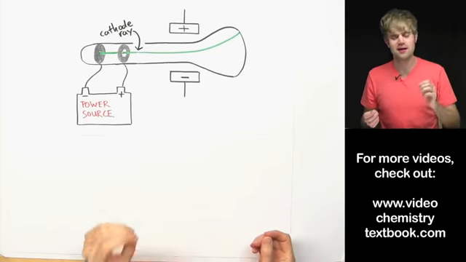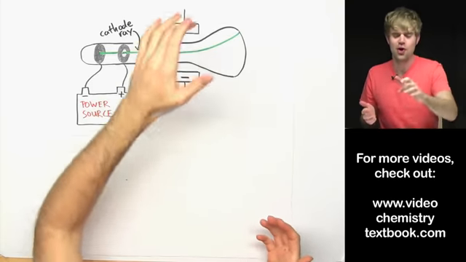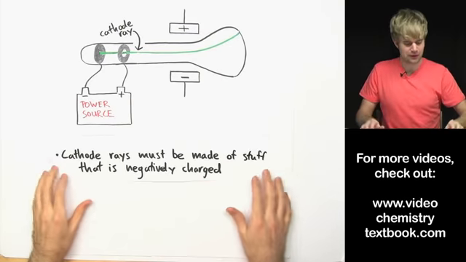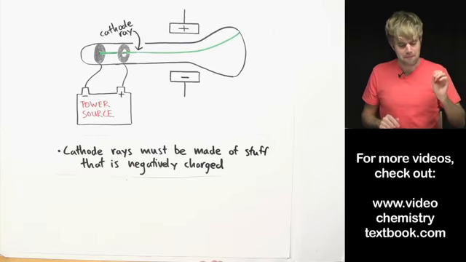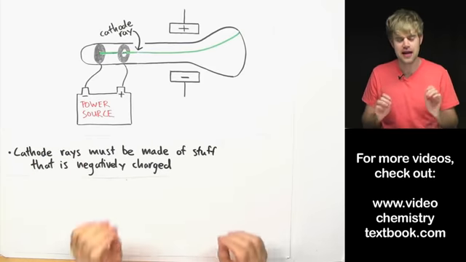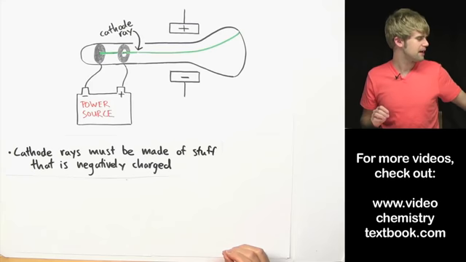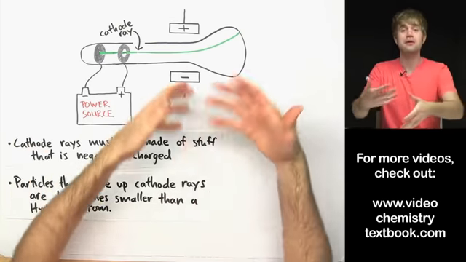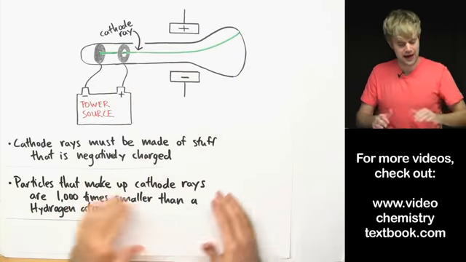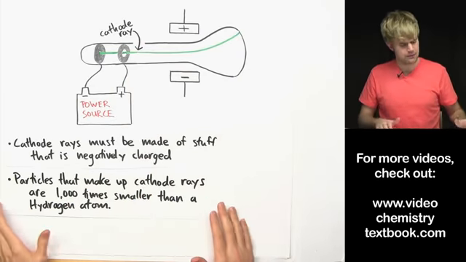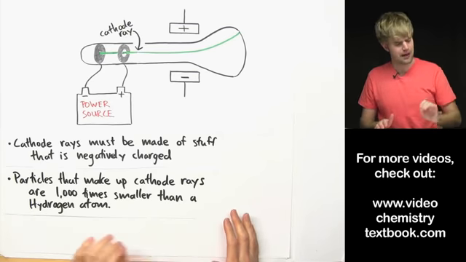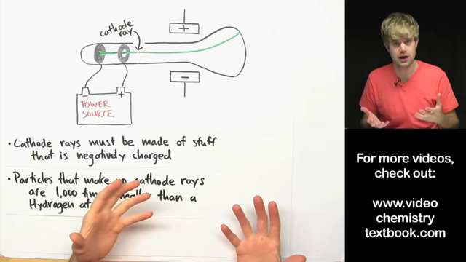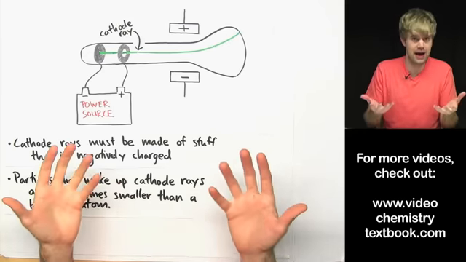Okay, so based on the outcomes of the experiments with the charged plates and the magnet, Thomson is able to conclude that cathode rays must be made of stuff that is negatively charged. Okay. He combines the information that he got from the experiments that I just told you about with some other data that he collected. And he's able to come to the conclusion that the particles that make up cathode rays are 1,000 times smaller than a hydrogen atom. Hydrogen atoms are the smallest atoms.